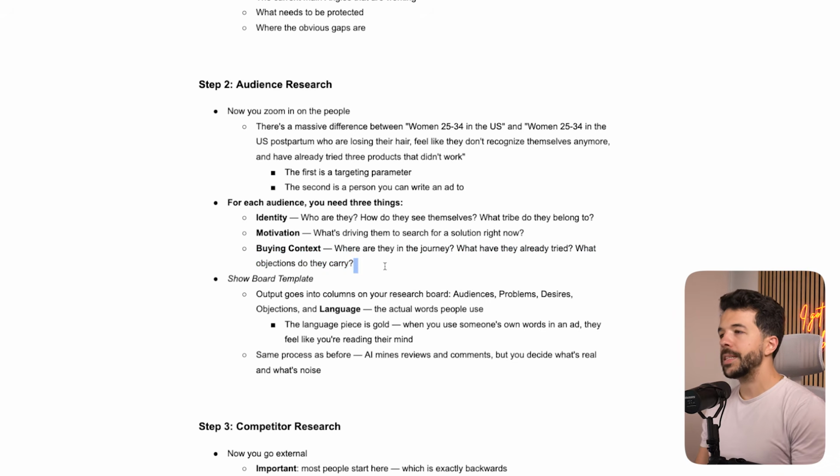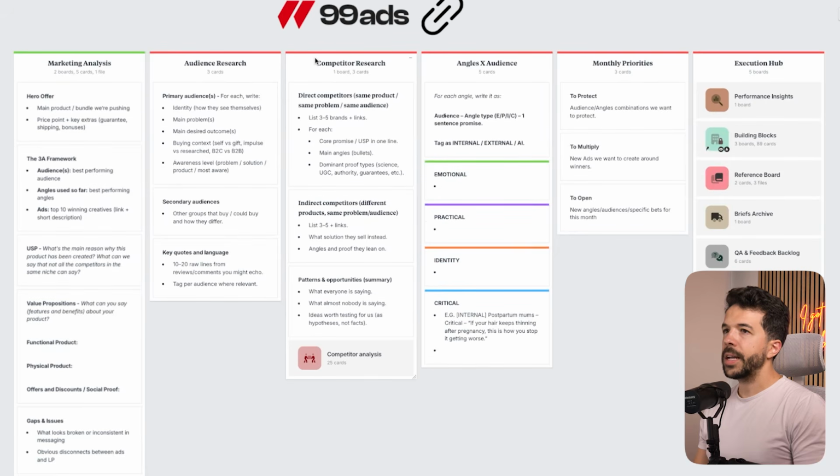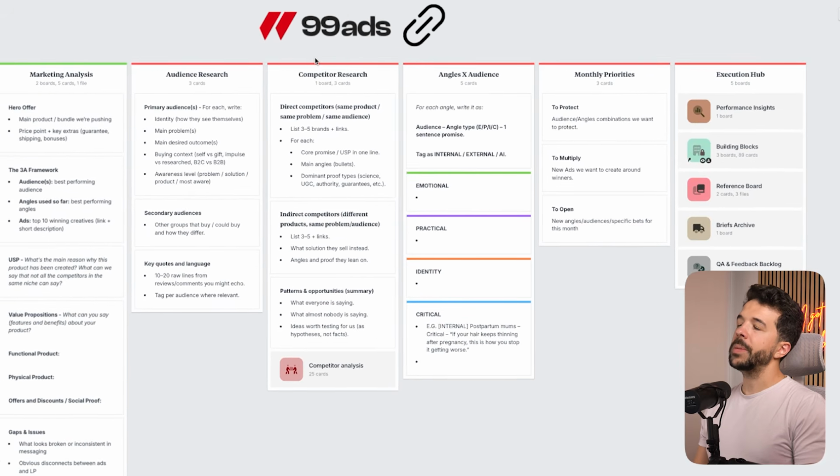So these 3 things are so important when it comes to understanding your audience, and it's so different from women 25 to 34 in the US. There's so much more to that, and I would like you to understand how intricate it can get if you add identity, motivation, and buying context. Now, to show you how we do things internally, here is our board. This is something that I would highly recommend you look at, not because it's perfect, but because it's very simple.